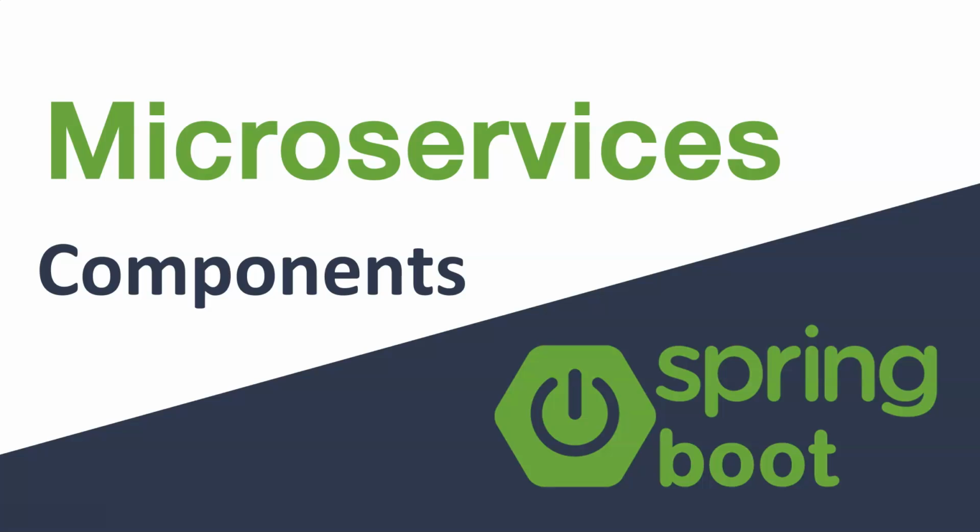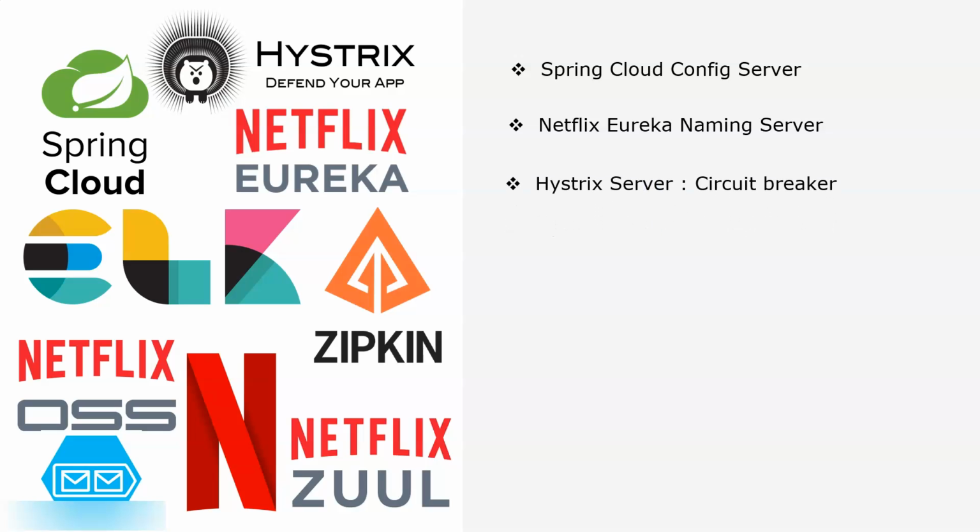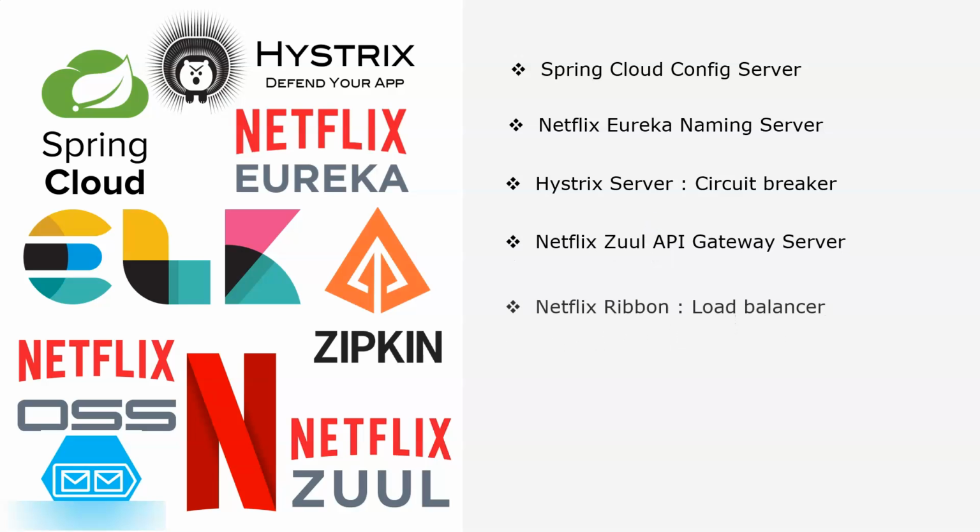Now, let's have a quick look at the components that we are going to cover in this video. So we'll begin by looking at the Spring Cloud Config Server. Then we'll talk about Netflix Eureka naming server. Then we'll talk about Hystrix Server, which we use to build circuit breaker pattern. Then we'll talk about Netflix Zuul API gateway server.